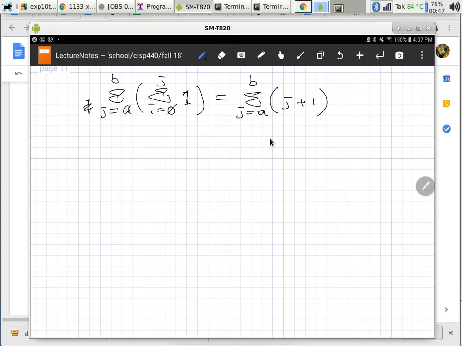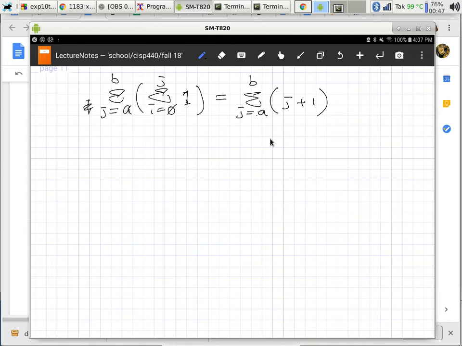So is that okay? But do we have any questions about how the inner sigma turns into just j plus 1? Because we're adding 1 j plus 1 times. If you add 1 j plus 1 times, what do you get? You get j plus 1. Okay? Any questions about that one?